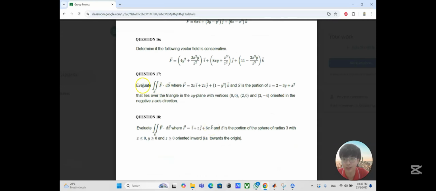Okay, so for question 17, we need to evaluate the surface integral of F dS, where F is equal to 3x i plus 2z j plus (1 minus y^2) k, and S is the portion of z equal to 2 minus 3y plus x^2 that lies over the triangle in the xy plane with vertices (0,0), (2,0), and (2,-4), oriented in the negative z-axis direction.